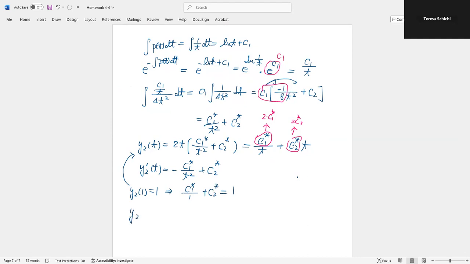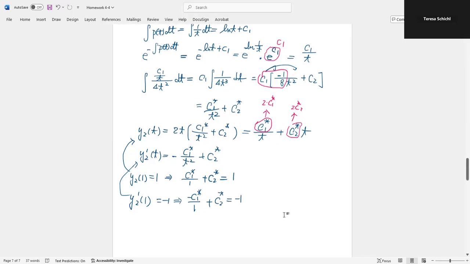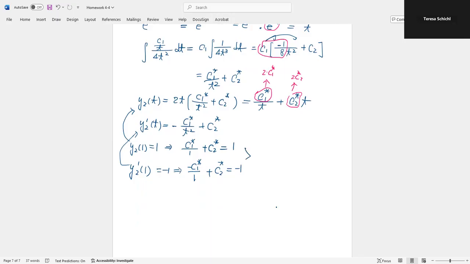Now I also have y2 prime (1) equal to negative 1. So I can substitute to here. Then I will get negative C1 star times 1 plus C2 star, and this one is equal to negative 1. Okay, so now I can solve this two-equation system. In fact, this is very easy to solve. You add them, so I will get C2 star equal to 0 and C1 star equal to 1 here, right?